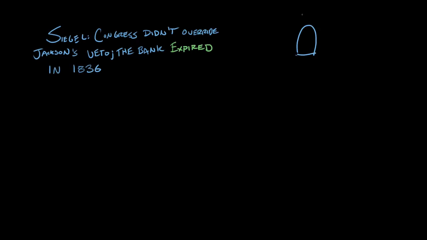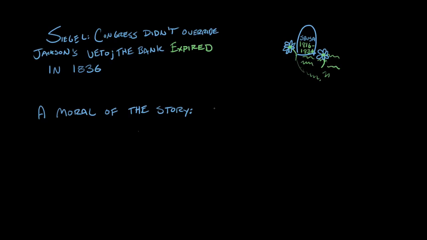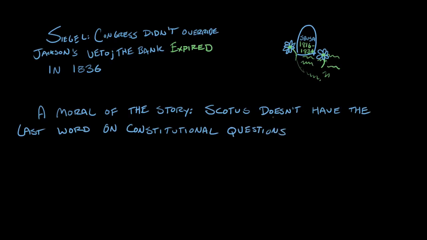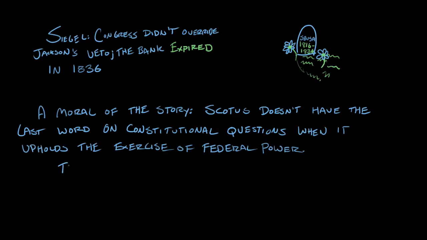Congress did not override Jackson's veto, and the bank expired and the story ended in 1836. And I think this speaks to one of many morals of the story of the Bank of the United States. The Supreme Court doesn't have the last word on constitutional questions when it upholds exercises of federal power. It's then left to the political process to decide whether or not it wants to continue whatever controversial action or legislation was at issue. So is there any aspect of McCulloch versus Maryland that still affects us today?